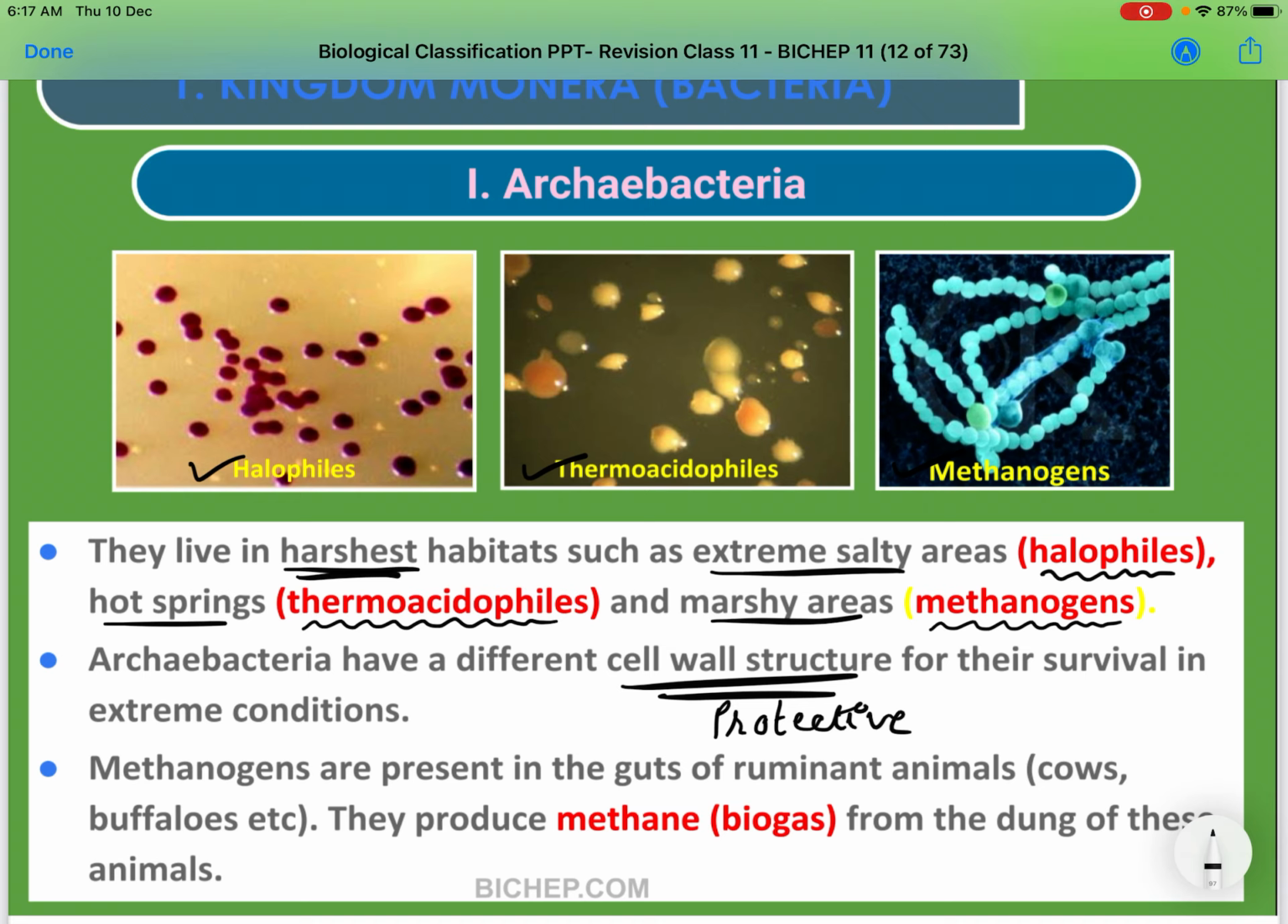Right. So that also you are supposed to remember. Methanogens are present into the gut of ruminant animals, for example cows, buffaloes, etc. And that's why they are very important in the production of biogas from the cow dung, right? Why is the cow dung of these animals important in biogas? This is the reason which is specified here, right? So they have methanogens. So that's the economical importance of methanogens.